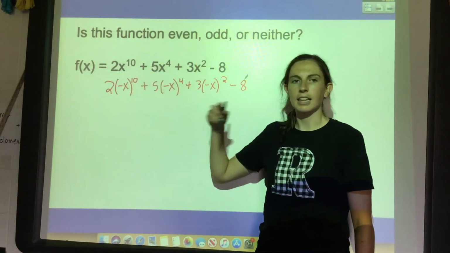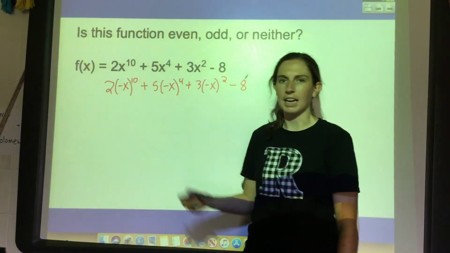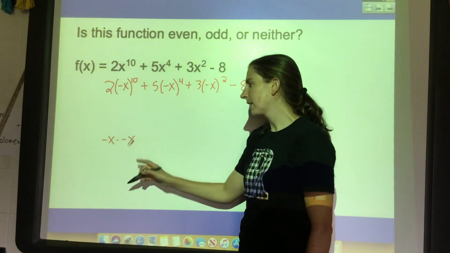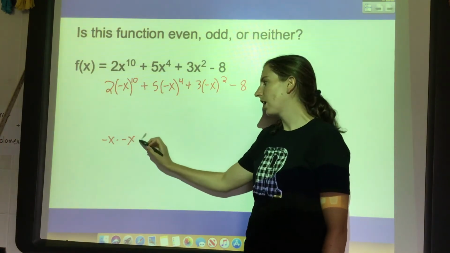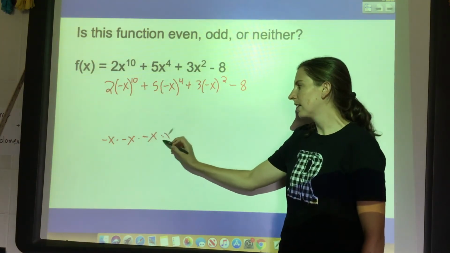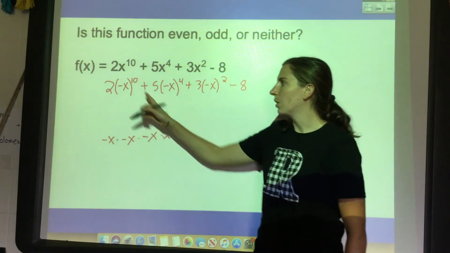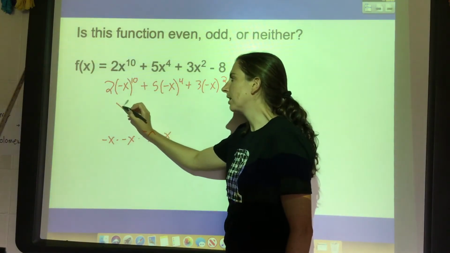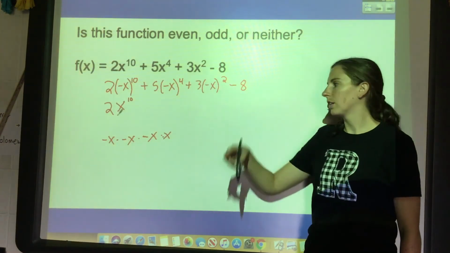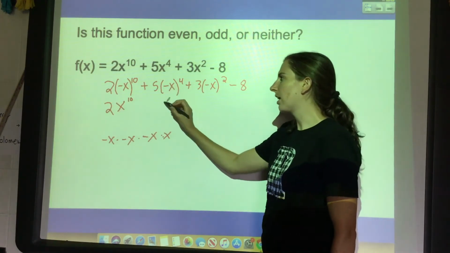Negative x to the 10th is going to come out positive x to the 10th. Because anytime you have an even exponent, it comes out positive. Because if I have negative x times another negative x, those make a positive. So each combo of 2, this negative x makes it negative, and then this negative x makes it positive again. So each time you alternate positive, negative, positive, negative. So negative x to the 10th is going to come out positive x to the 10th. Same thing with this, negative x to the 4th. If I do 4 of them, negative times negative times negative times negative, that's going to come out positive x to the 4th.